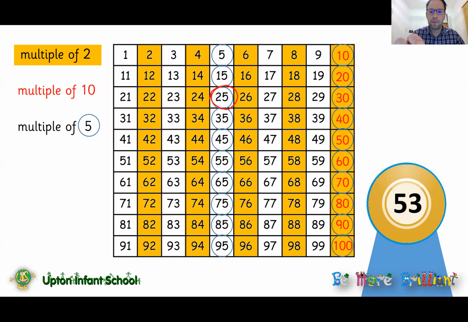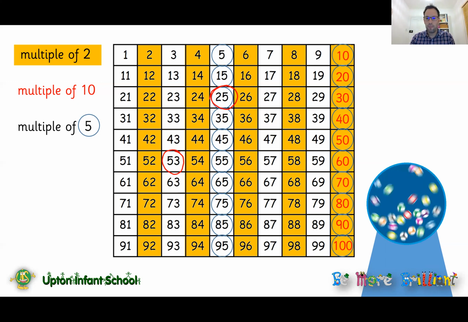So 53 is there. Okay, well, it's not coloured orange. It's not a multiple of 2 because it's an odd number, and it's only even numbers that are multiples of 2. It doesn't end in a 0, so it's not a multiple of 10. And it doesn't end in a 5 or a 0, so it's not a multiple of 5. So 53 is not a multiple of 2, 10, or 5. It's not in any of those times tables. Okay, let's try another number.